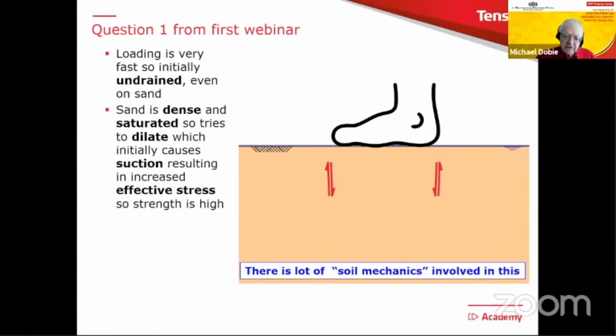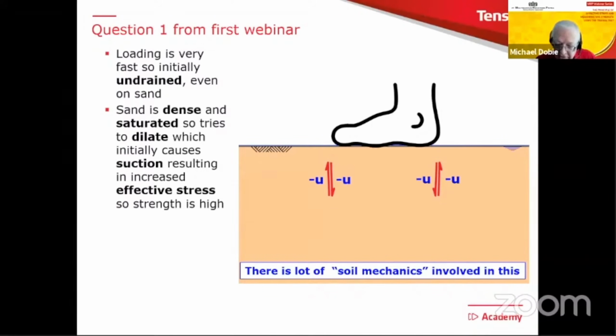And because it initially behaves in an undrained way, the soil is dense and saturated, and it wants to dilate. But that's resisted initially by suction. So the effect of the suction means we have high effective stress. So the strength is high and the sand feels hard. I've written some fairly large minus u's there for the suction.